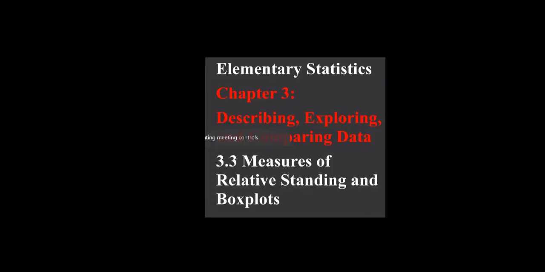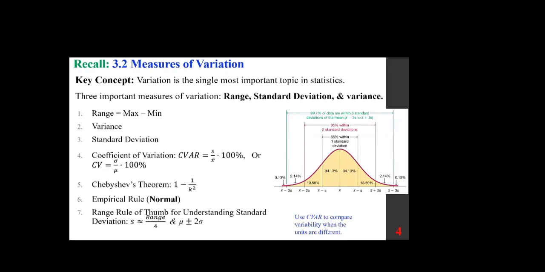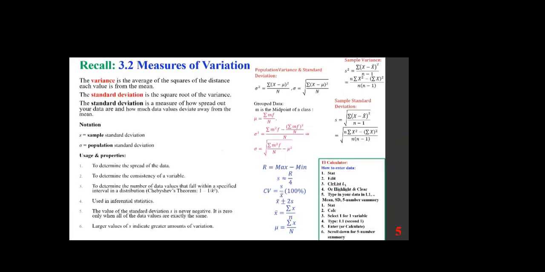All right, the next topic is measures of relative standing and box plots. We discussed measures of center, such as mean, mode, mid-range, weighted mean. Measures of variation, such as range, variance, standard deviation, coefficient of variance. We also looked at the empirical rule, the range rule of thumb, and Chebyshev's theorem. We also looked at their formulas and different notations, and it's extremely important that when you are dealing with a question, you realize whether you're dealing with a sample or a population. So you want to make sure you use the proper notation.